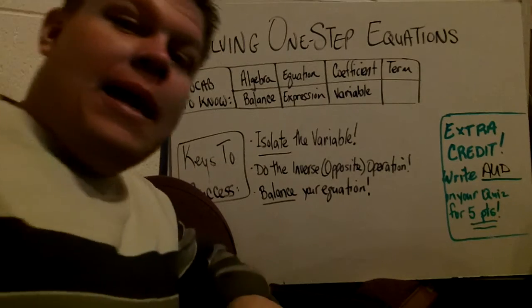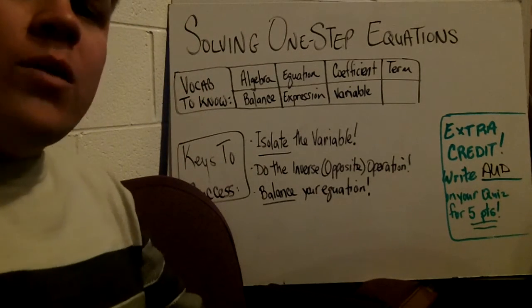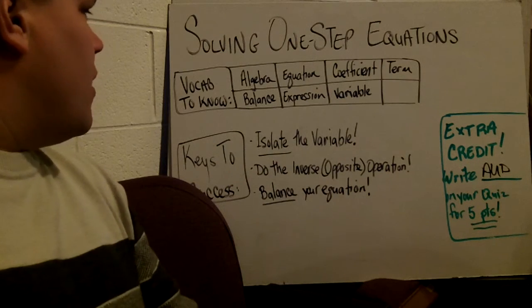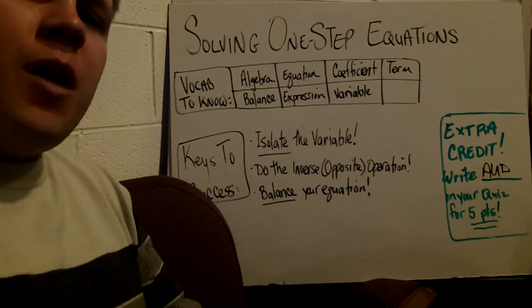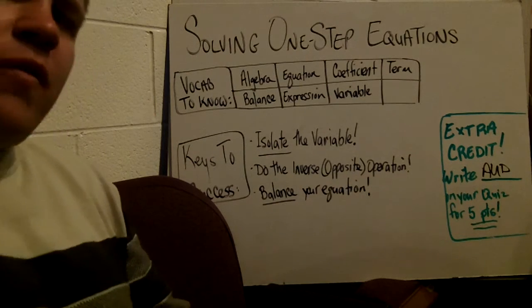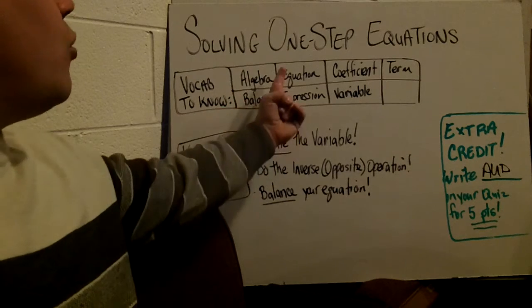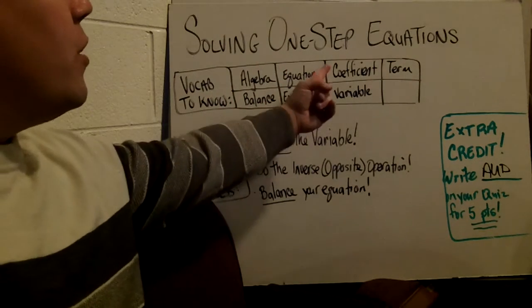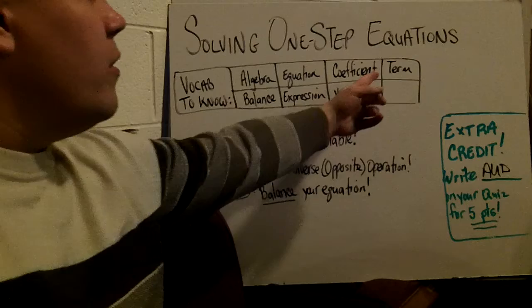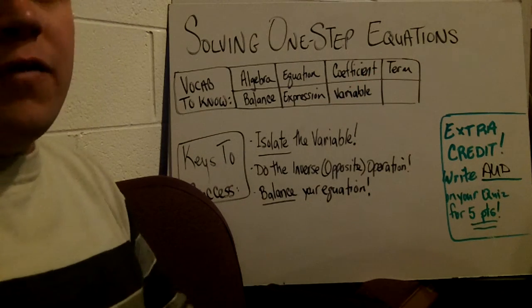Alright, I don't know if you can see me, but hello! We have a few notes here today. We're talking about solving one-step equations. And I put a few vocabulary terms up here. You may have already become familiar with these, but these might be review, they might be new. They are algebra, balance, equation, expression, coefficient, variable, and term. If you need to take a moment to jot any of these things down, please feel free.